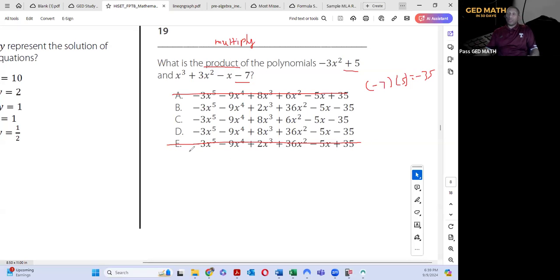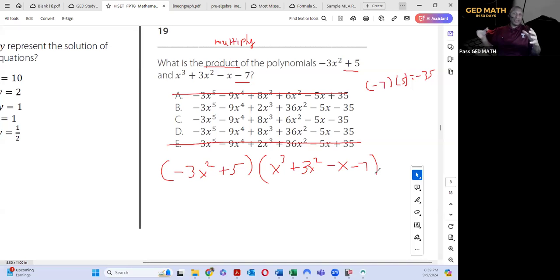So let me show you how we would do this. So -3x squared plus 5 times x to the third plus 3x squared minus x minus 7. So what I'm going to show you is this HiSET problem, but I'm also going to show you what's expected on the GED. Okay. Now, this is the same concept. It's just that these have more terms. You have a binomial, meaning 2. This has 4 terms, but you're doing the same thing.